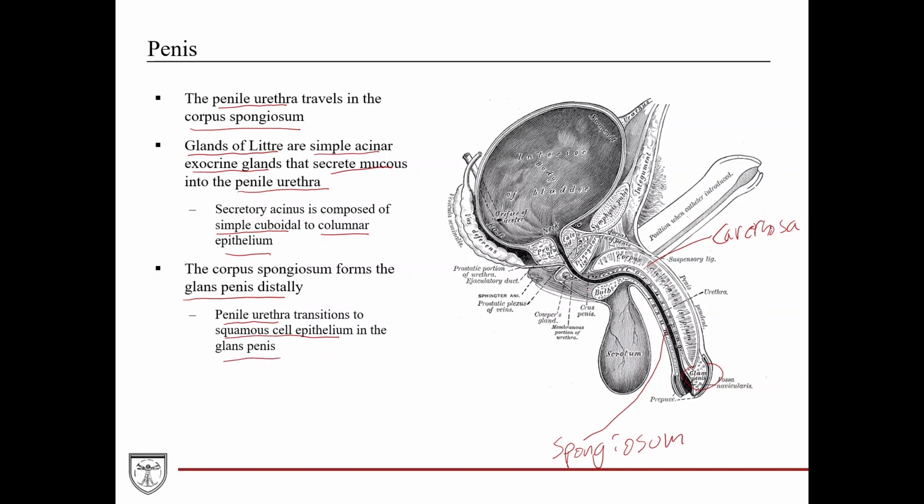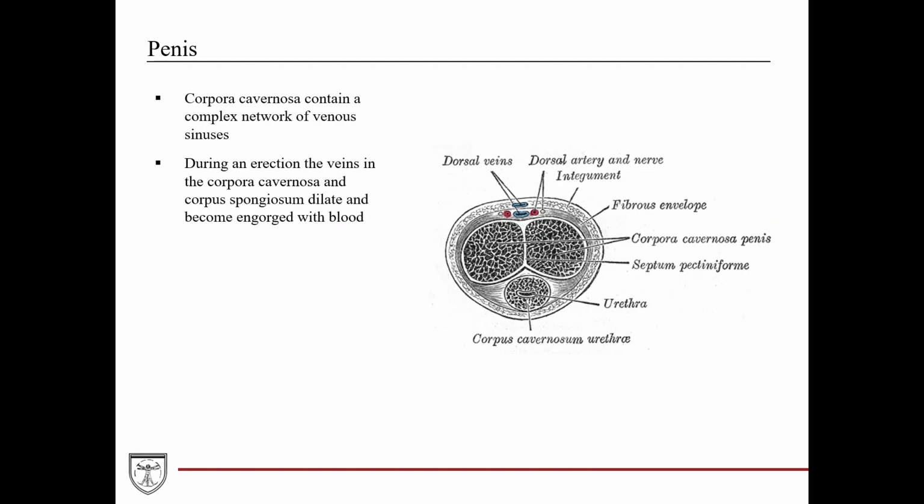So remember, in the more proximal portion of the male urethra, it's actually transitional epithelium, just like in the bladder. And then it transitions in the more proximal portion here to pseudostratified columnar epithelium. And then all the way down here in the glans penis, it makes that final transition into stratified squamous epithelium. And that makes sense because this portion here is continuous with the skin, and remember the skin is stratified squamous epithelium.